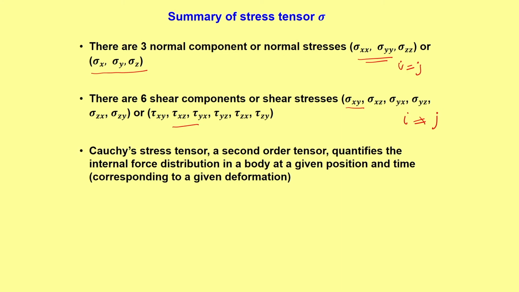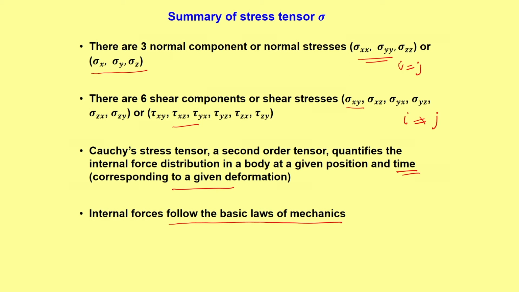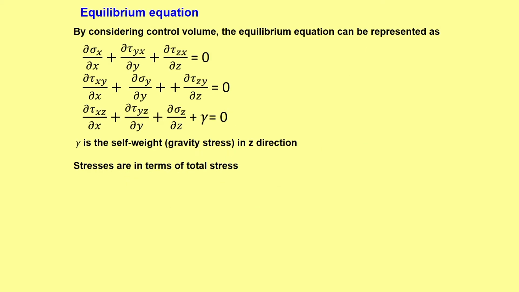Cauchy stress tensor, a second order tensor, quantifies the internal force distribution in a body at a given position and time corresponding to a given deformation. Why is time important? Because we are considering the condition corresponding to a given deformation. And the internal forces which get developed follow the basic laws of mechanics.